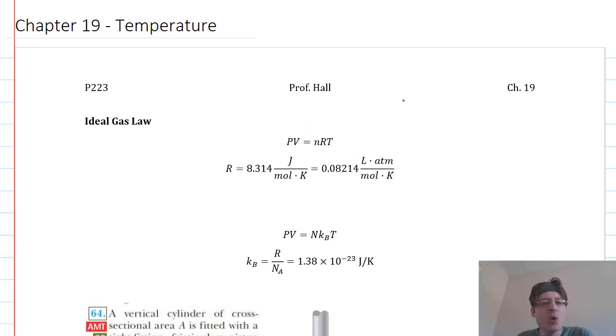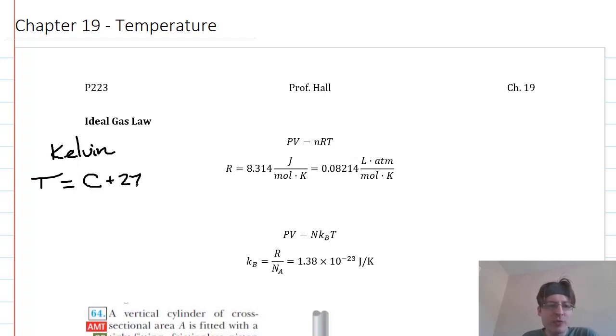Now I want to remind you that whenever you work with the ideal gas law, you'd better be working on the Kelvin scale of temperature. Everything sounds hot on the Kelvin scale because it's measured from the absolute zero of temperature. So if you want to know the value of T in the gas law given in Kelvin, you have to take the Celsius temperature and add 273.15 onto it.